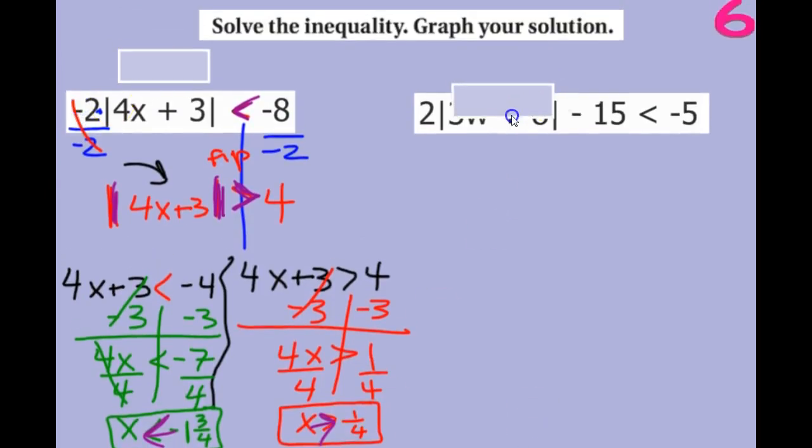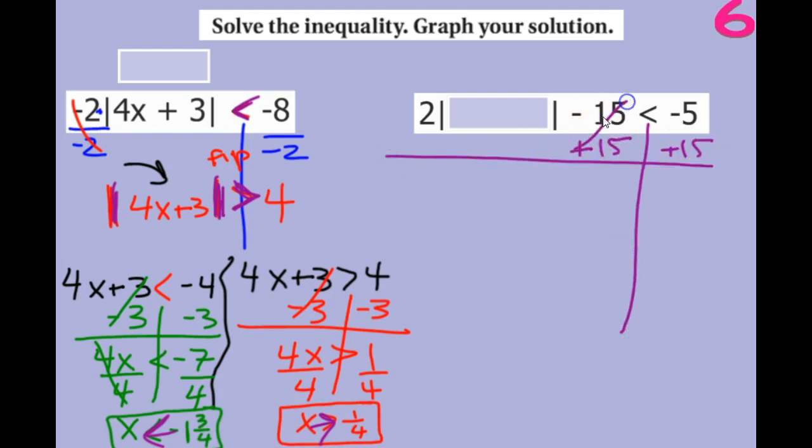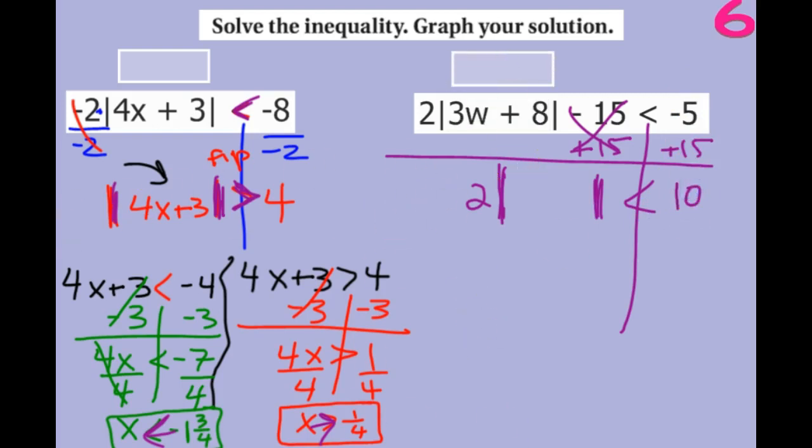Last one, like this. First we have to get rid of addition and subtraction, so I'm going to add 15. So we have 2, and then the absolute value of something is less than 10. So inside there we really have 3w plus 8. That 3w plus 8 is not by itself yet, so we need to get rid of that 2. We're going to divide by 2. And we have the absolute value of 3w plus 8 is less than 5.